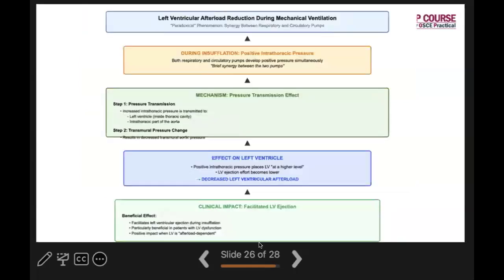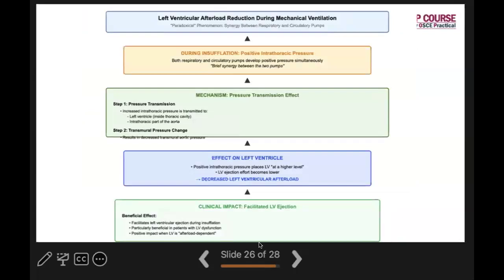So what happens during expiration? We saw that there is a transmural pressure of the aorta, which is going to reduce in cases of mechanical ventilation because the intrathoracic aorta is going to be at higher pressure levels. The extrathoracic vessels are going to be at lower pressure levels. There is going to be a reduction in the transmural aortic pressure.